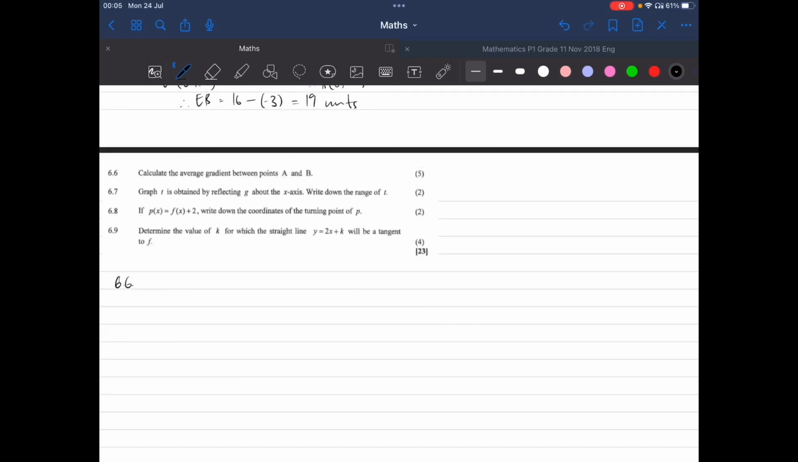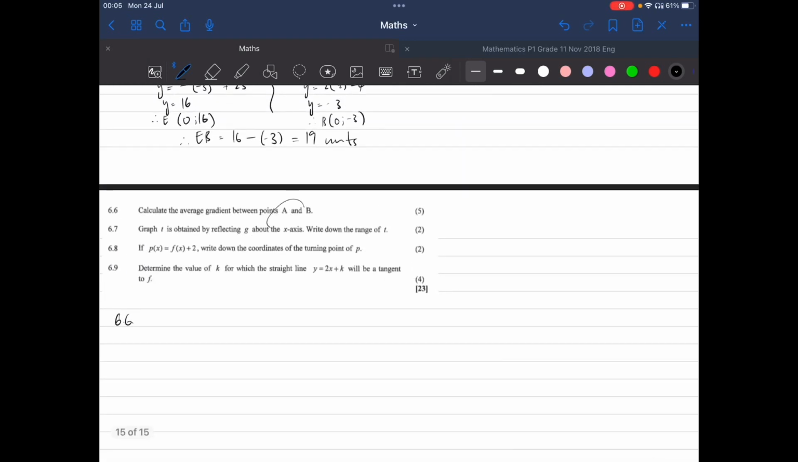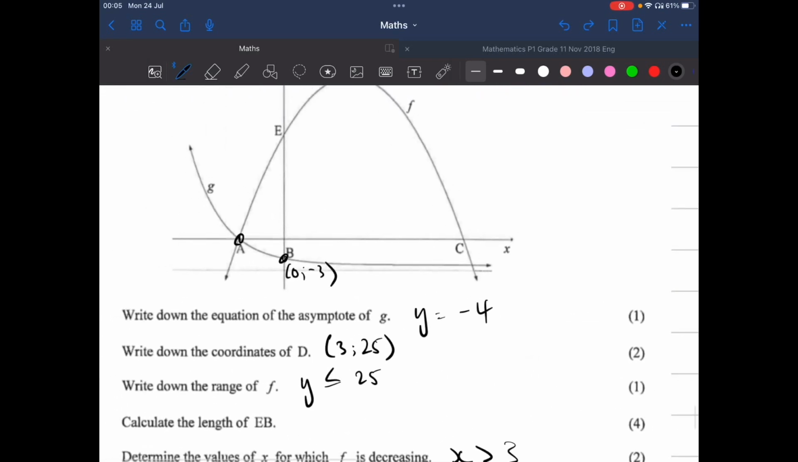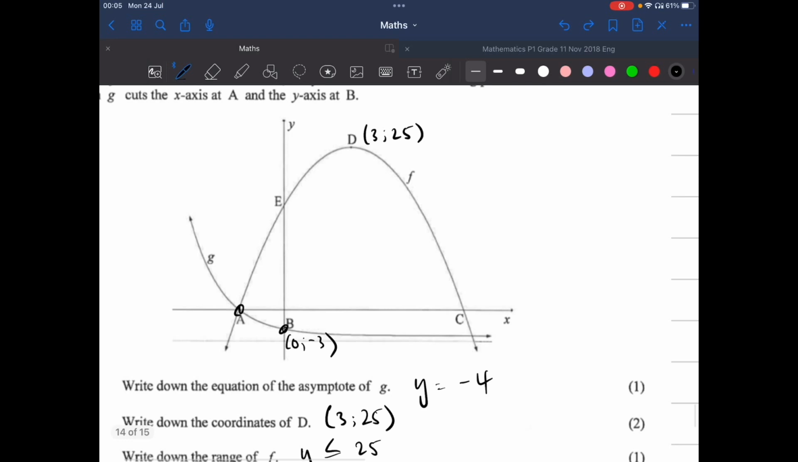Okay, let's now look at 6.6. It says calculate the average gradient between points A and B. Okay, so point A is the x-intercept of f of x, right?